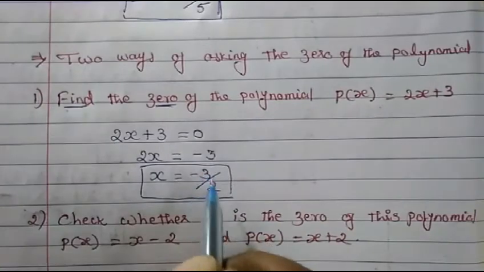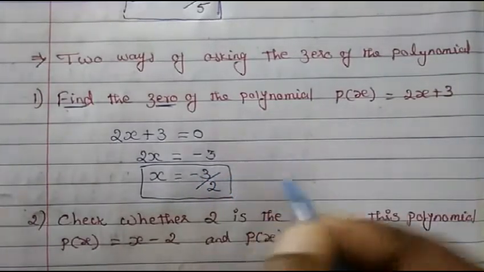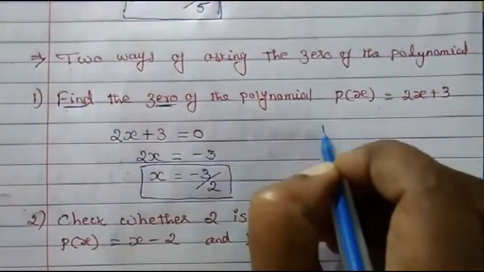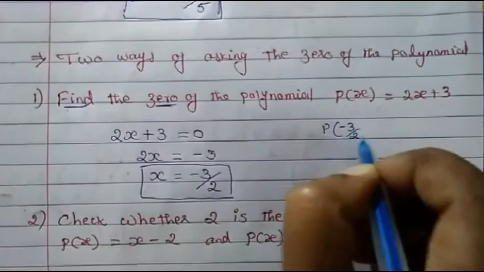See, now we put this value here in the polynomial, you will get 0. If you want to check, let's check it now only. So in the place of x, we have to put minus 3 upon 2.